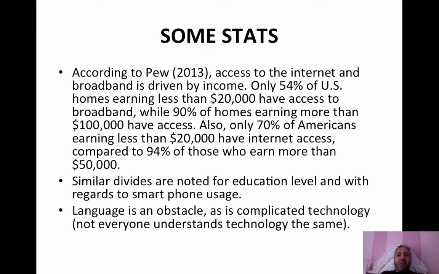So you see a huge gap between people who make not so much money and people that make a relatively large amount of money. Also, only 70% of Americans that earn less than $20,000 a year have internet access, compared to 94% of those who earn more than $50,000. You can look up that Pew study from 2013. You can Google it and get a bunch more statistics if you want. Similar divides, by the way, are found when they look at education level and with regards to smartphone usage.